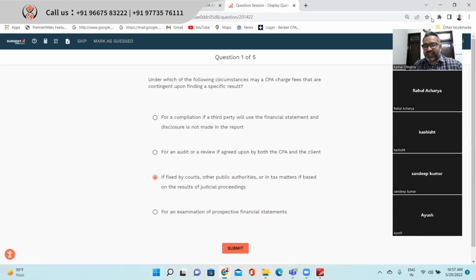I would say C, because they have mentioned that it is fixed by the courts. This is something which the court has fixed. Otherwise, it would have been the other way around. Like we discussed, if there is any litigation matter, the auditor cannot ask for extra fees based on the results of that particular litigation. Okay, so the majority is with C so far.